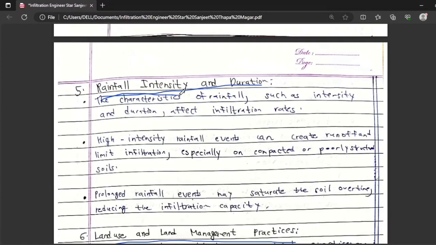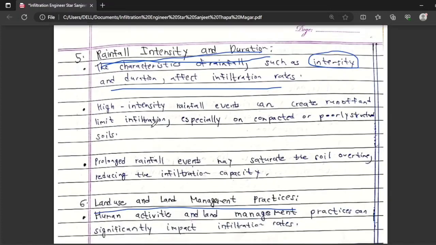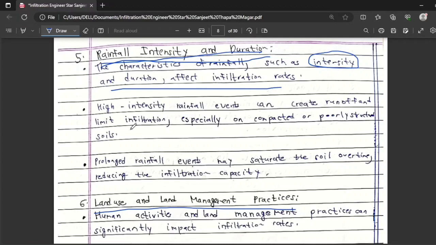And next is the rainfall intensity and duration. The characteristics of rainfall such as intensity and duration affect infiltration rate. Rainfall intensity means amount of rainfall per time, and duration means the time. High intensity rainfall events can create runoff and limit infiltration. If the intensity of the rainfall is high, especially on compacted or poorly structured soil, then it will hit more and cannot penetrate faster.